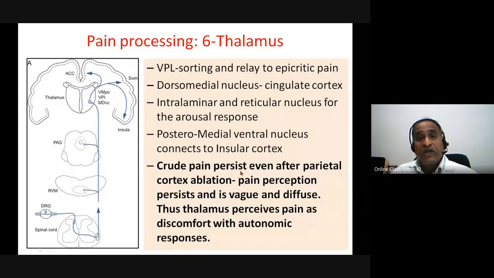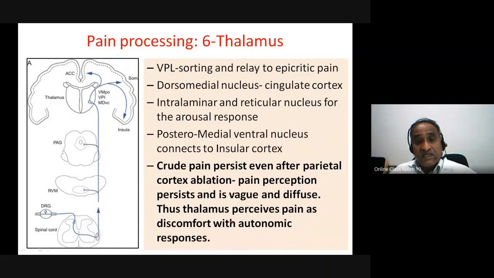He will not be able to localize precisely. He will say vaguely, well, it may be in the hand, or in the abdomen or somewhere, whatever the point. So crude pain persists even after parietal cortex ablation. The pain perception is vague and diffuse. It's not precise. And the thalamus also, as we know, processes, paleogenetically, the evolutionary wise, some pain that is not very precise as that of the neocortex.